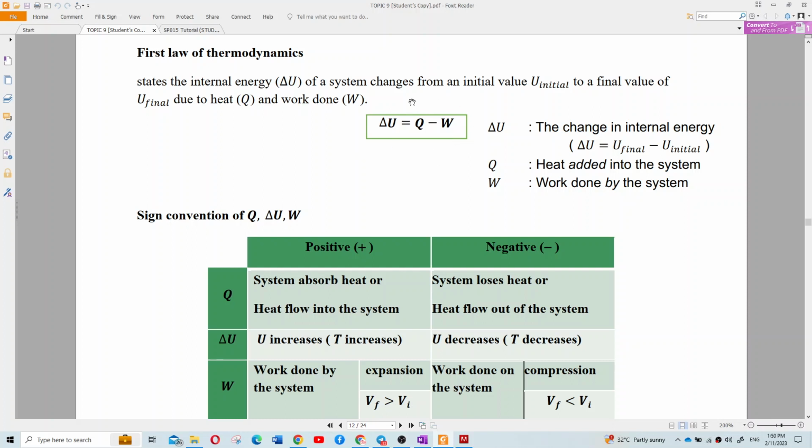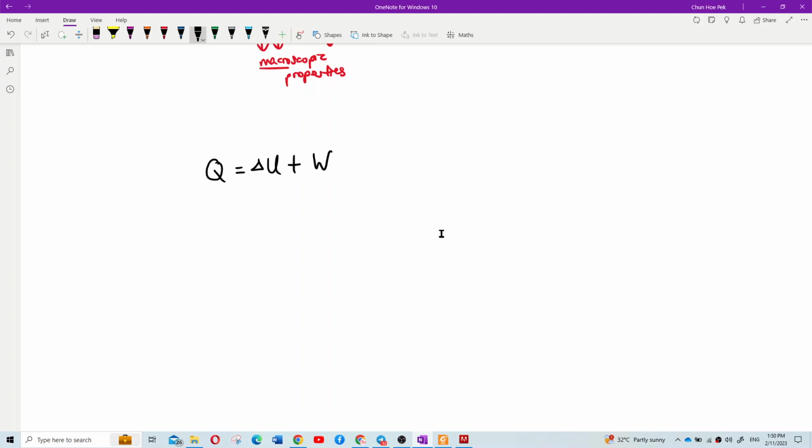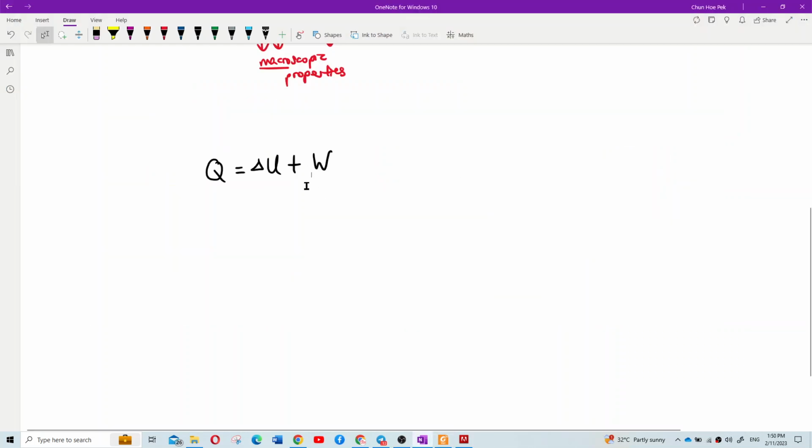Okay, class, about this equation, if you look at my previous YouTube video, my old YouTube video, the equation is a bit different. If you notice, my equation last time is Q equal to delta U plus W. But it's the same, class. The new syllabus uses this formula, delta U equal to Q minus W. It's actually the same as this formula, because if I move the W from behind delta U to the other side, it becomes negative.